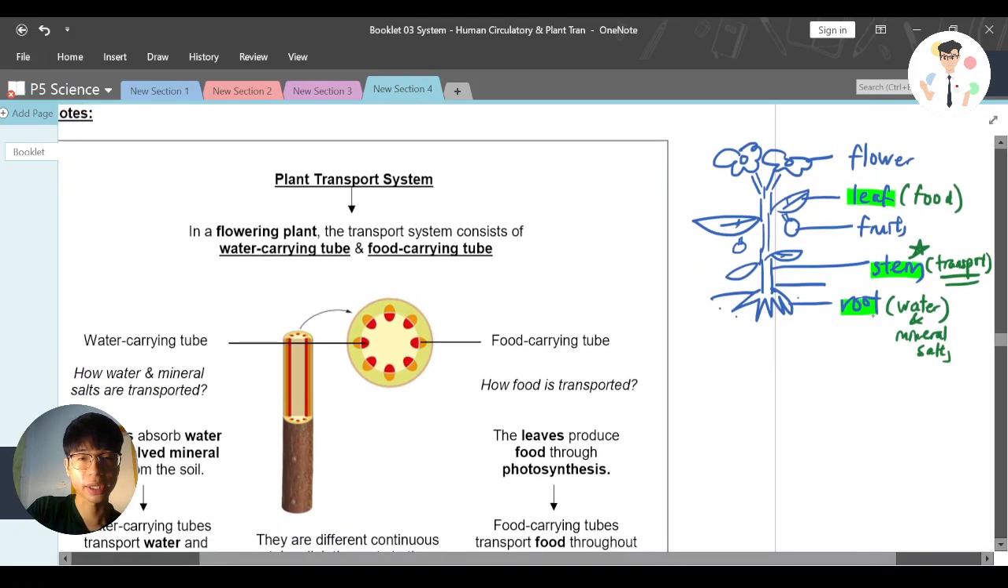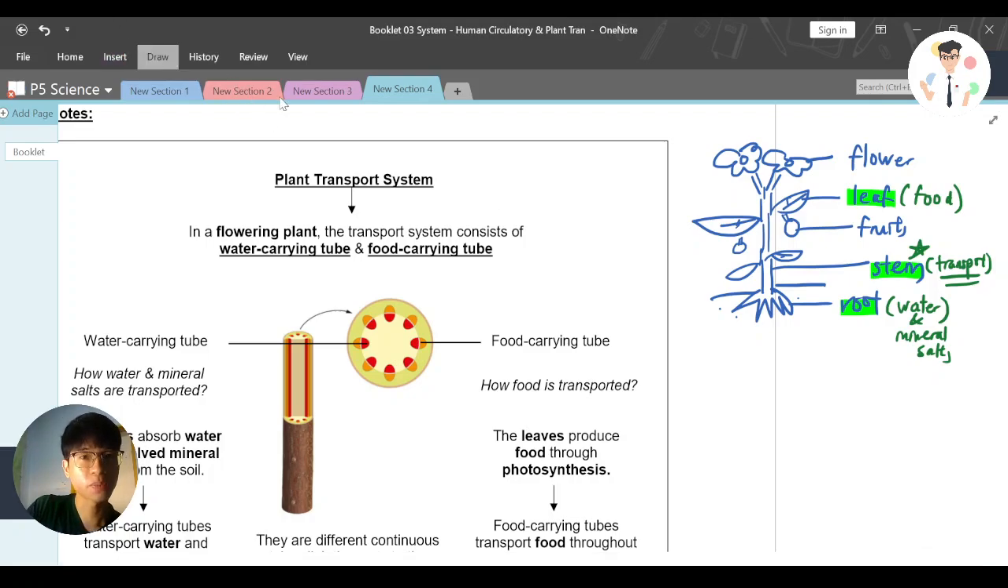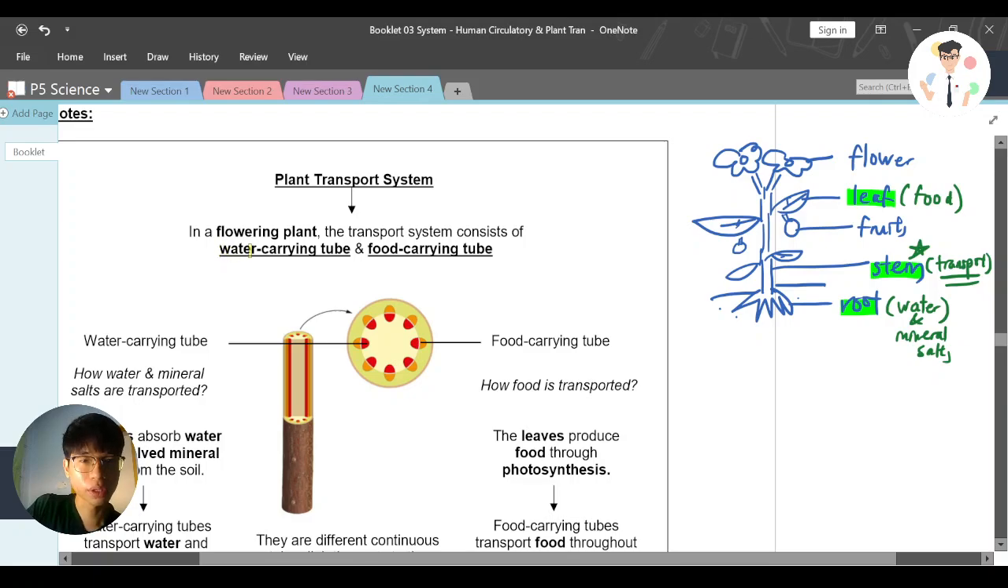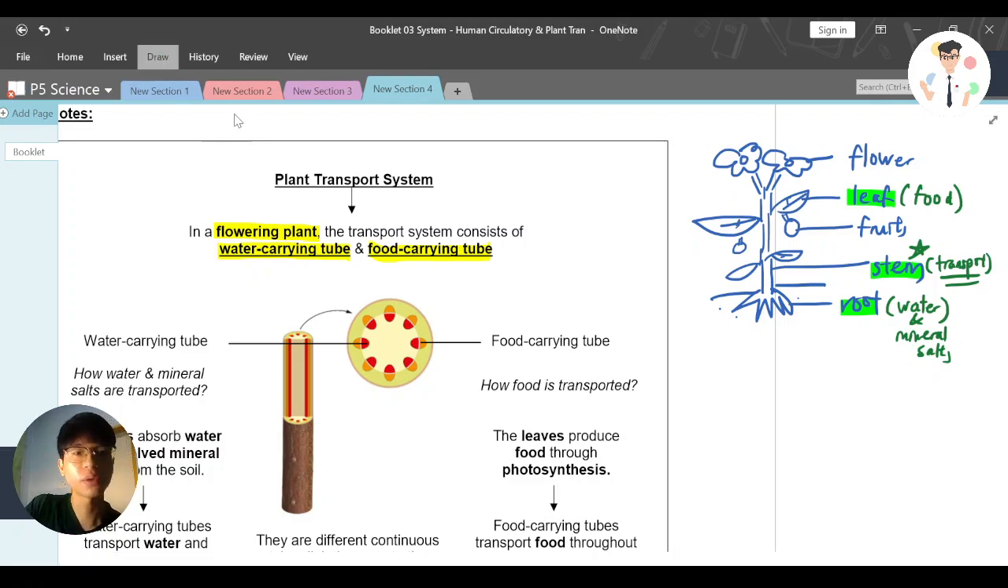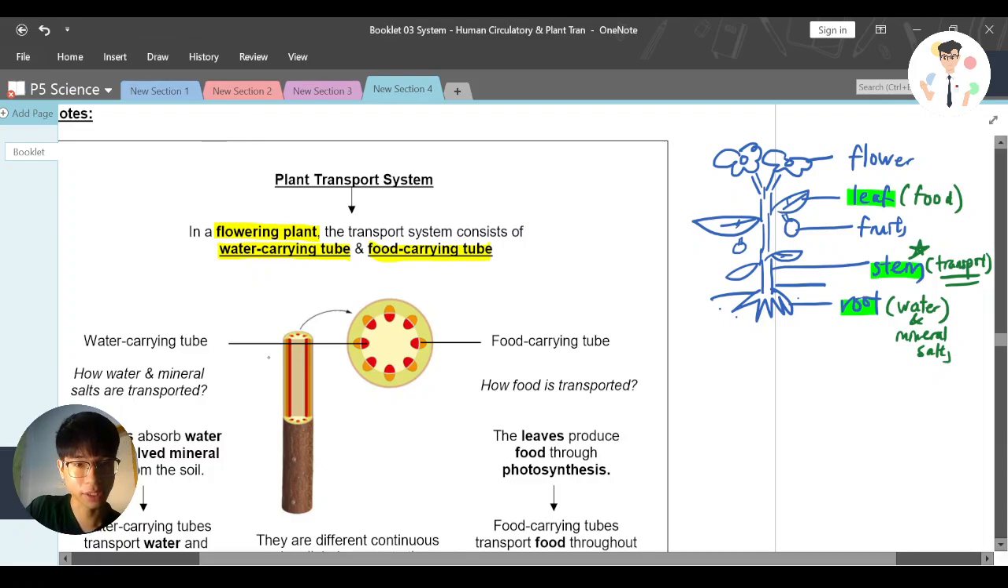So let's just quickly look at here. In this stem, this transport system we have in stem, we have something called the water carrying tube and food carrying tube. Just a quick idea, again, this is in flowering plants only. Okay, we have something called the water carrying tube and food carrying tube. What is this? Let's look at this. This is actually a stem. As you can see, this is a stem. If I were to cut it out and show you from the top, you'll see something like this.